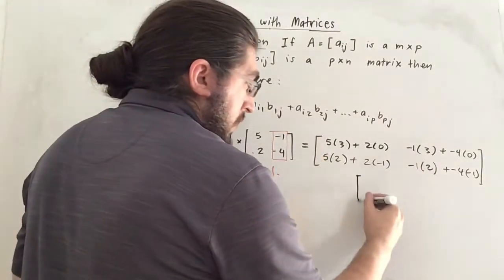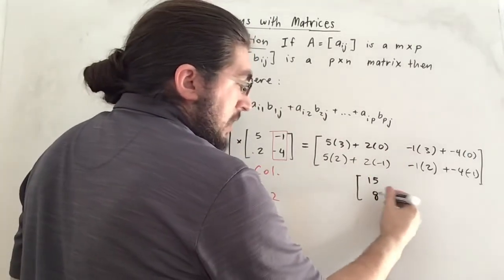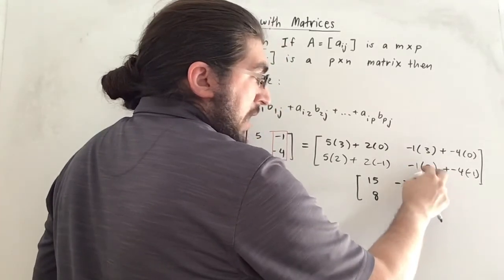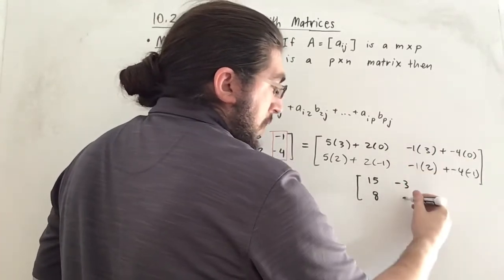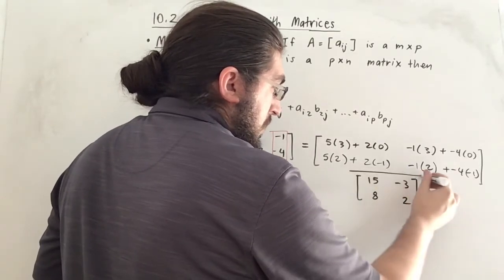So here, this is going to be 15 plus 0, which is 15. Below it's 10 minus 2, which is 8. This is negative 3 plus 0, so that's negative 3. This is negative 2 plus 4, and that's positive 2. So this is the answer of that multiplication.